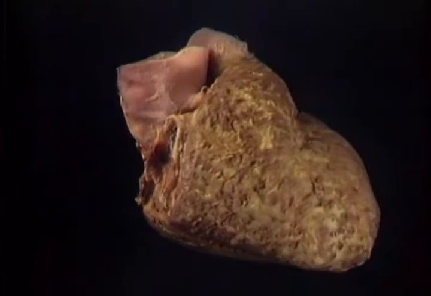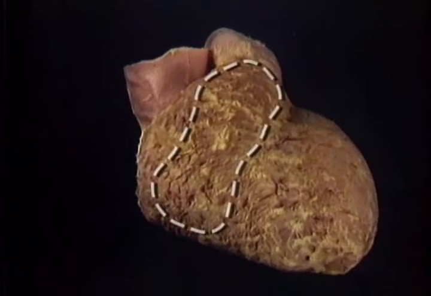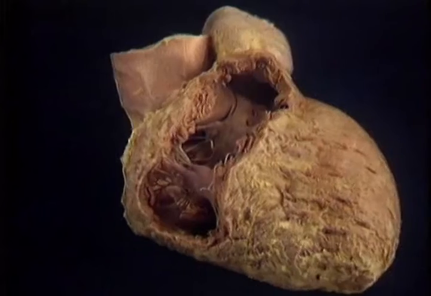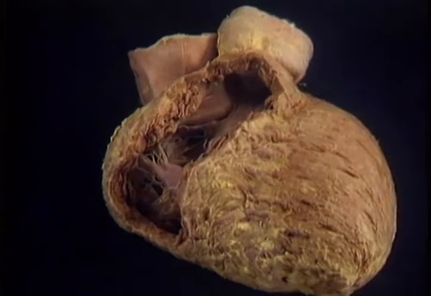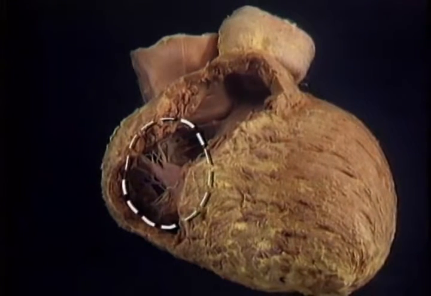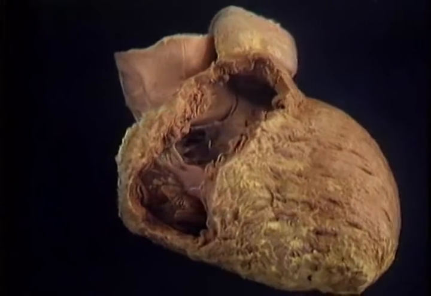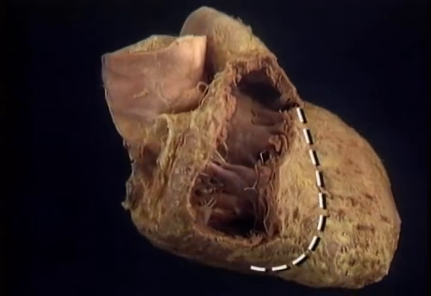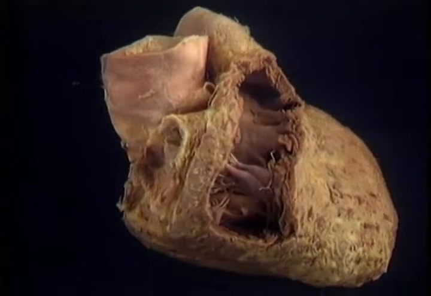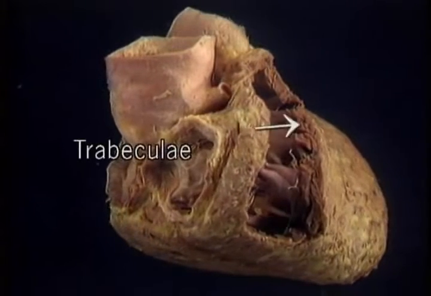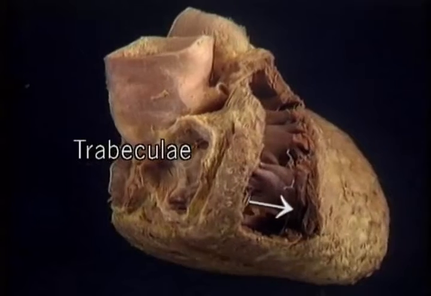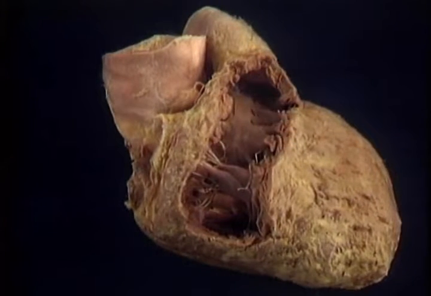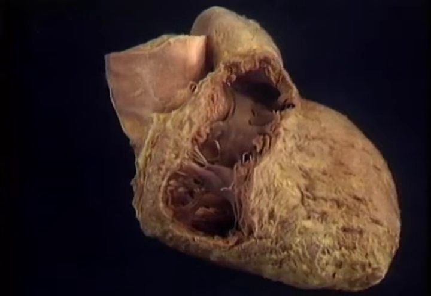To see inside the right ventricle, we'll remove this part of its wall. The tricuspid valve is here. We'll look at it in a minute. The pulmonary valve is up here. The anterior part of the right ventricle, the apex, extends out of sight, down here among these intersecting bands of muscle called trabeculae. This is part of the interventricular septum. The left ventricle is on the other side of it.